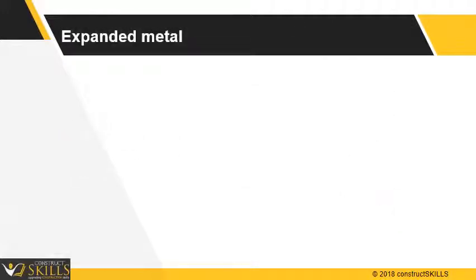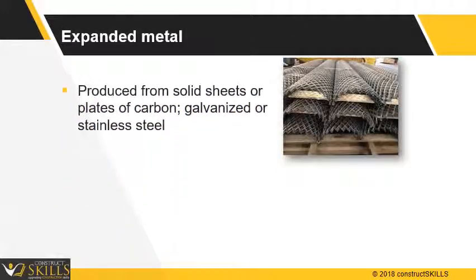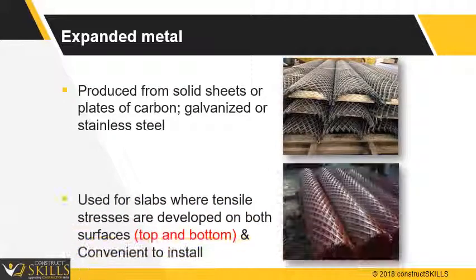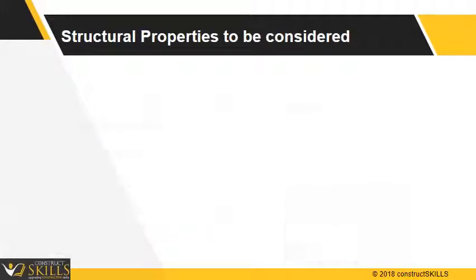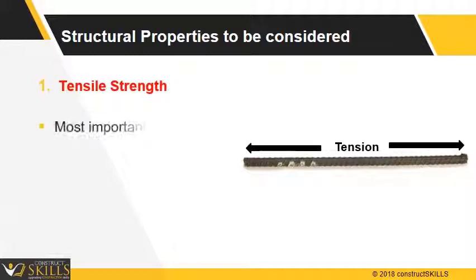Expanded metal. It is produced from solid sheets or plates of carbon, galvanized, or stainless steel. It is used for slabs where tensile stresses are developed on both the surfaces, top and bottom. It is very convenient to install. Most common size of weld mesh is 100 by 100 by 3.27 mm with density of 1.25 kg per square meter.